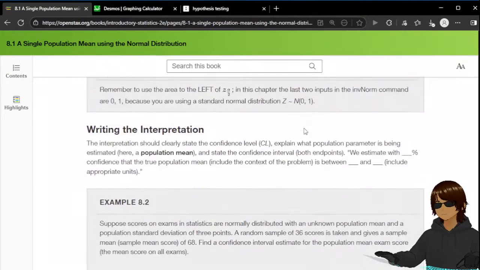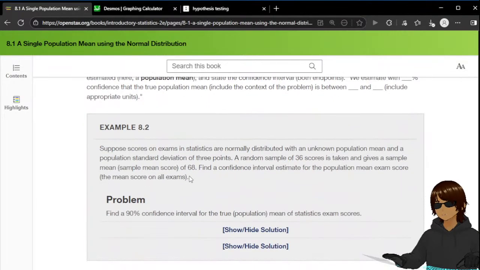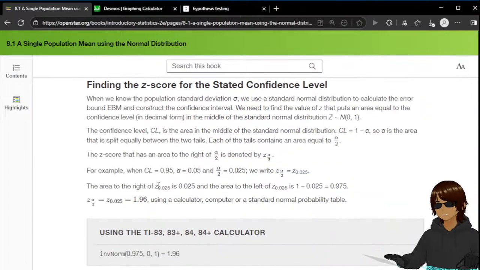I want to do an example. There is an example here. When we know the population standard deviation sigma, we use the standard normal distribution to calculate the error bound EBM and construct the confidence interval. We need to find the value of z that puts an area equal to the confidence interval in the middle of the standard normal distribution.